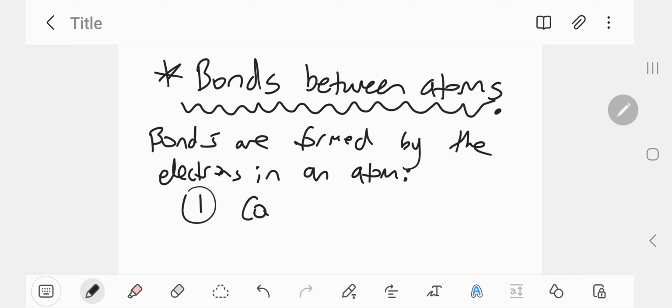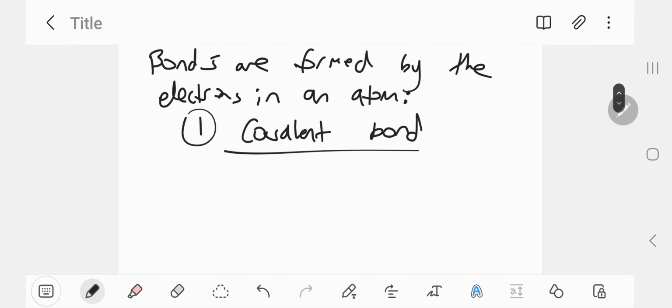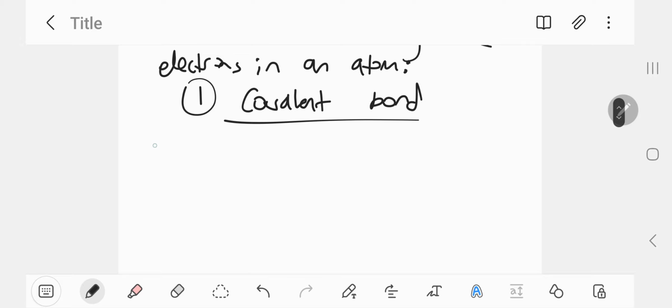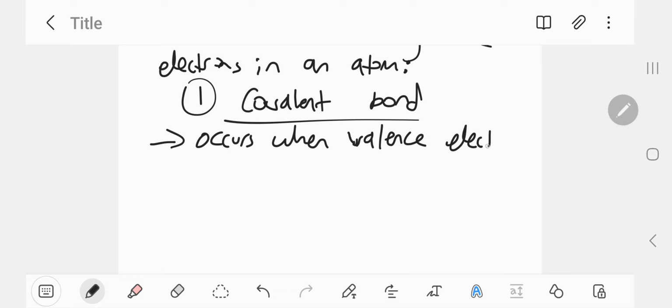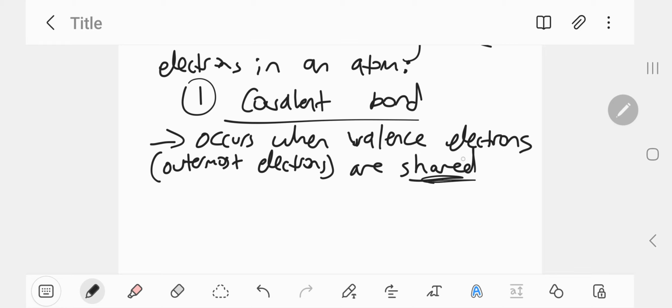So one way is through what's called a covalent bond. A covalent bond is formed basically when outer shell electrons in 2 non-metal atoms are shared. This occurs when these outer electrons, and they've got a fancy name, valence electrons, are shared. Valence electrons means outermost electrons. The key word here is shared. They're shared between 2 or more non-metal atoms.